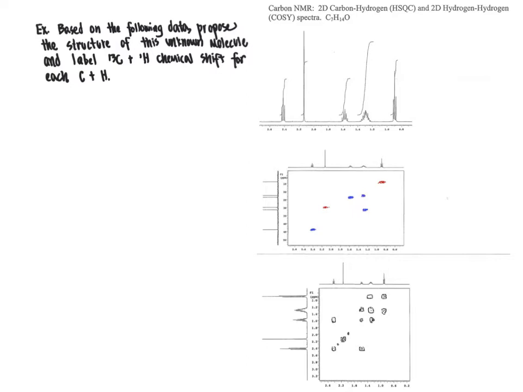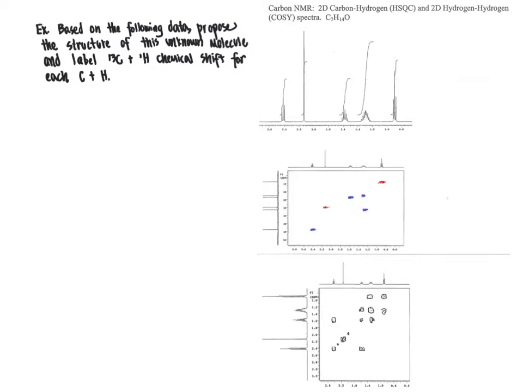So let's go ahead and start with this problem as an example, where we are going to take the following data, which is a proton spectrum at the top, an HSQC spectrum in the middle here, and a COSY spectrum at the bottom, in order to determine the structure of this unknown molecule, and we are going to label each and every carbon and proton in that molecule structure that we propose with the chemical shift of the carbon-13 and the proton that would correspond to it.